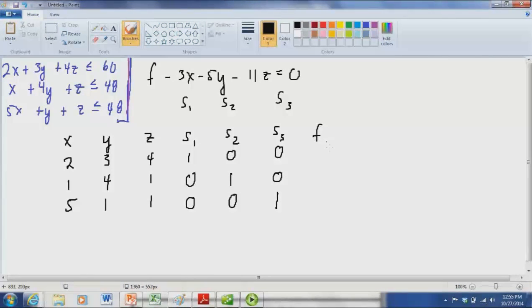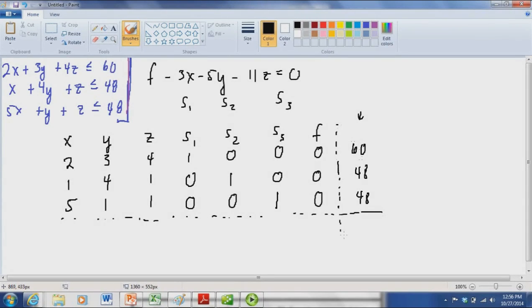This is my function. You're going to fill that with zeros. I'll show you why. And here is what our constraints were. So we put 60, 48, and 48. Okay, so these are our constraints. All right, we're not done yet. Put a little dash line down here. Dash line going across. And a dash line going down this way. And I'm going to close this up.